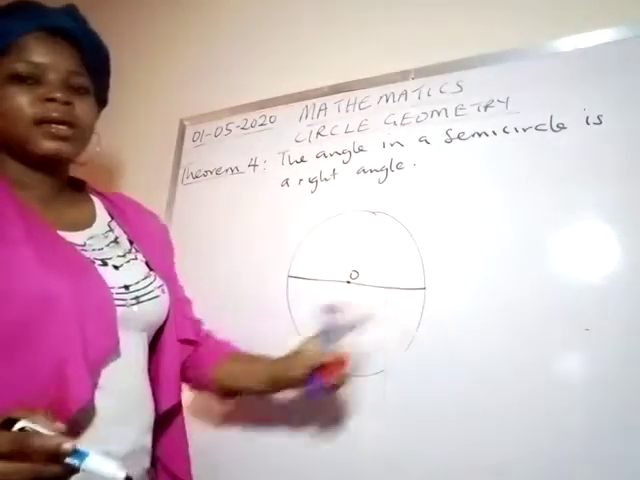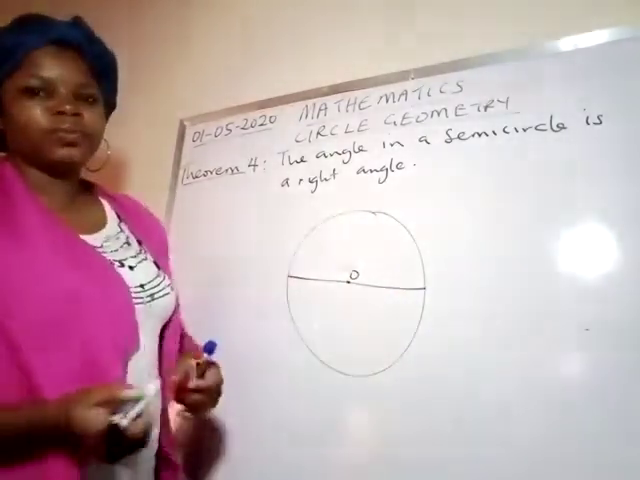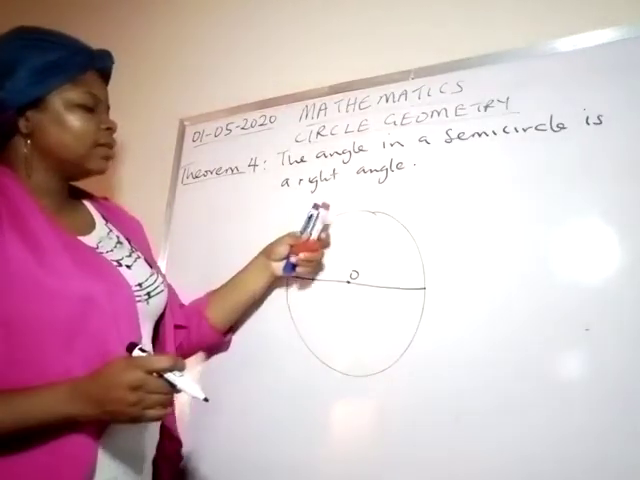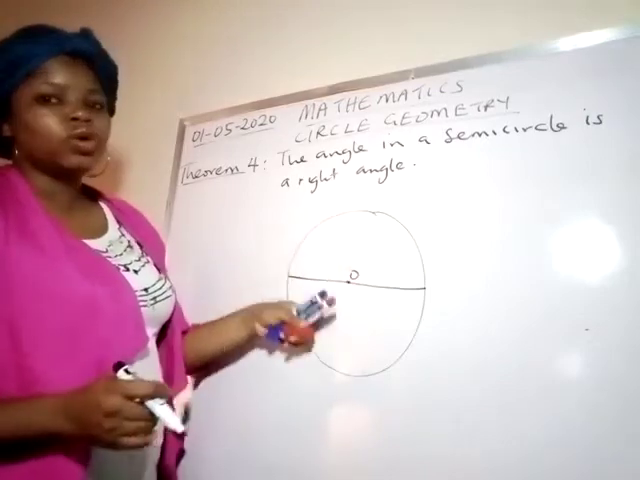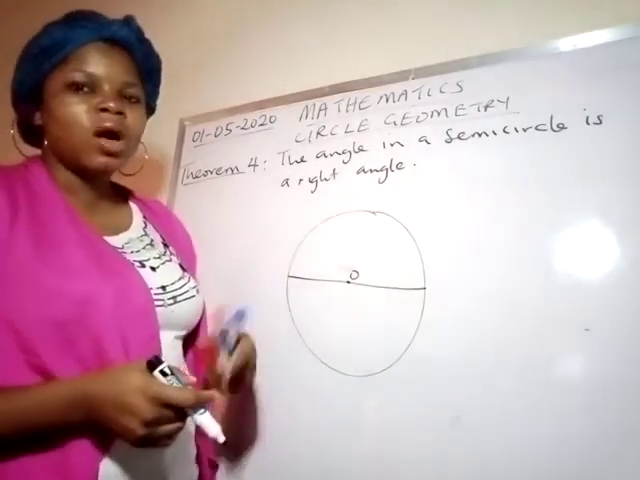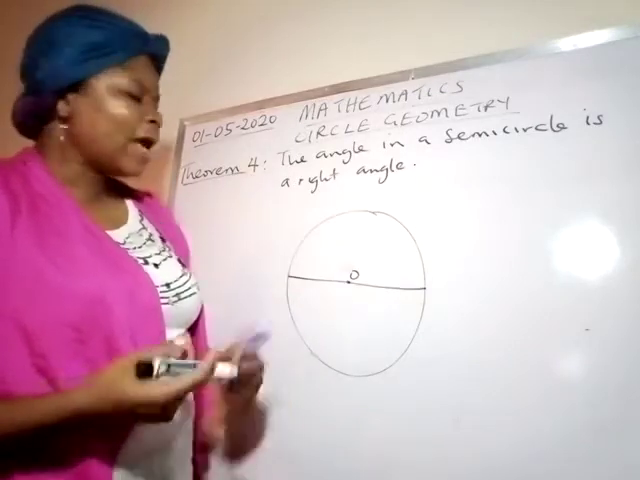Let's say this is a semicircle. Don't forget, I'm not using a compass here. So this line divides this circle into two equal parts. Now, the theorem says that the angle in a semicircle is what? A right angle. Now, what is the proof?